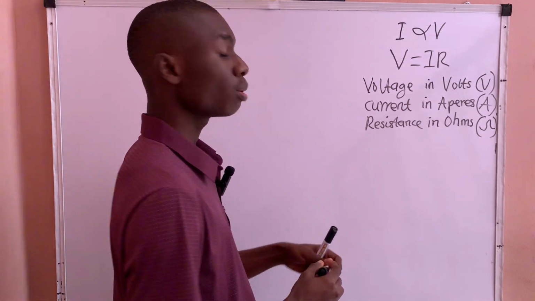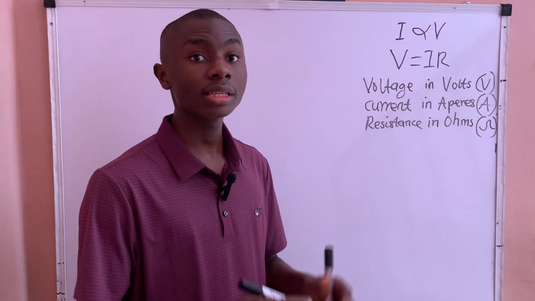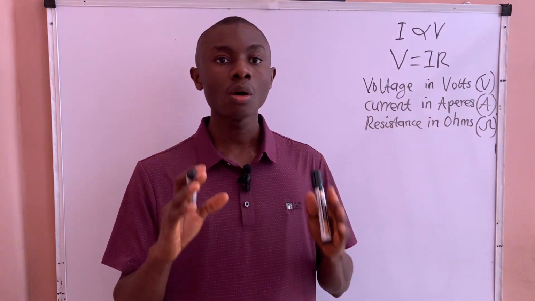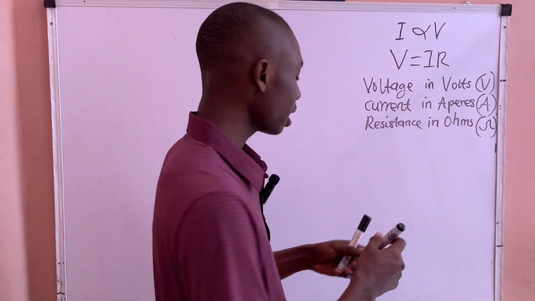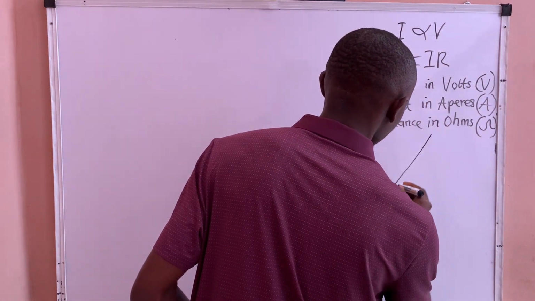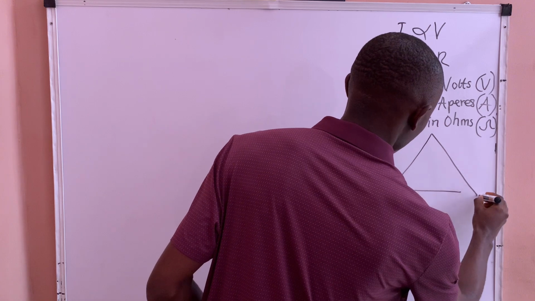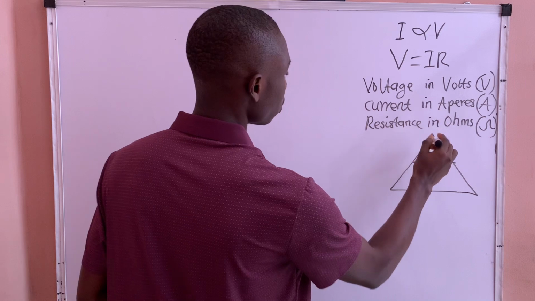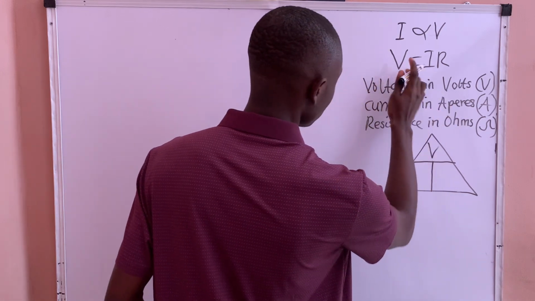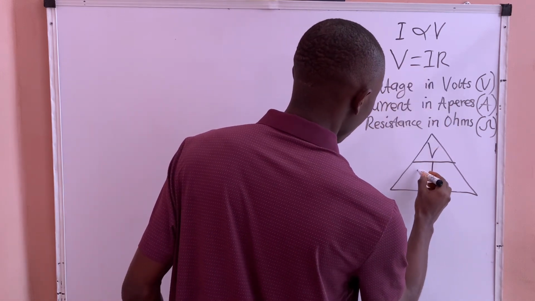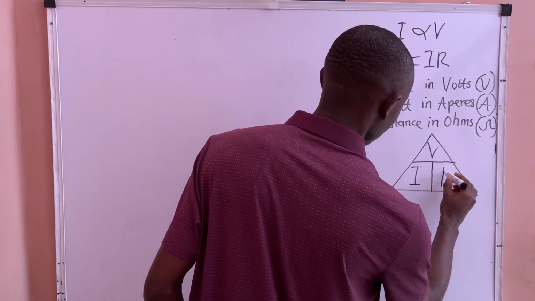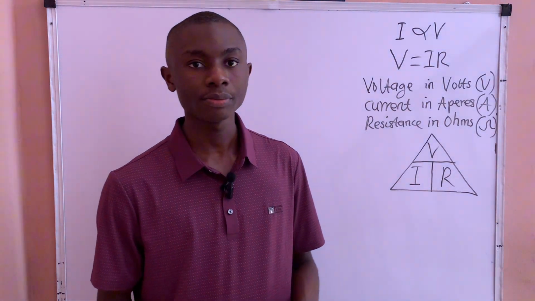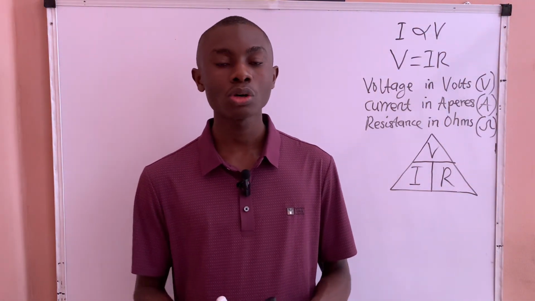The easiest way to remember these three quantities is to represent them on a triangle. I personally call this the Ohm's law triangle trick. So here is the triangle. We draw a triangle and partition it into three parts. The top will be V, which is the voltage. The bottom will be I, which is current, and R, which is resistance.